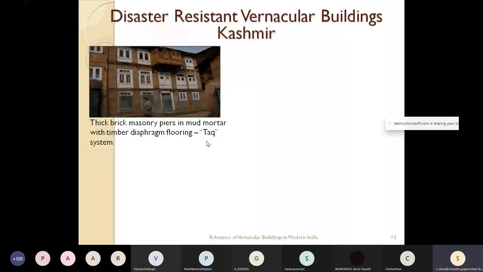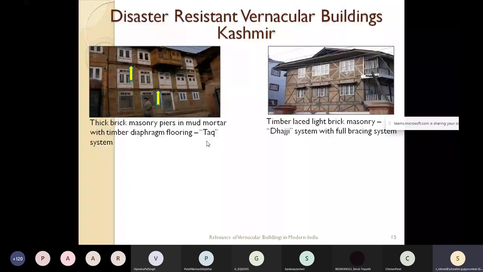All right. Let's look at the thing on the right. This is, I would say, probably a legacy of the British, the timber-laced brick masonry. But now this has also become very much native. And in the valley of Kashmir, whether it is Srinagar or Anantnag or Baramulla, all these big towns, you see multi-story buildings with this, all right? And there's a clear-cut stress path in the well-designed dhajji diwari building system.